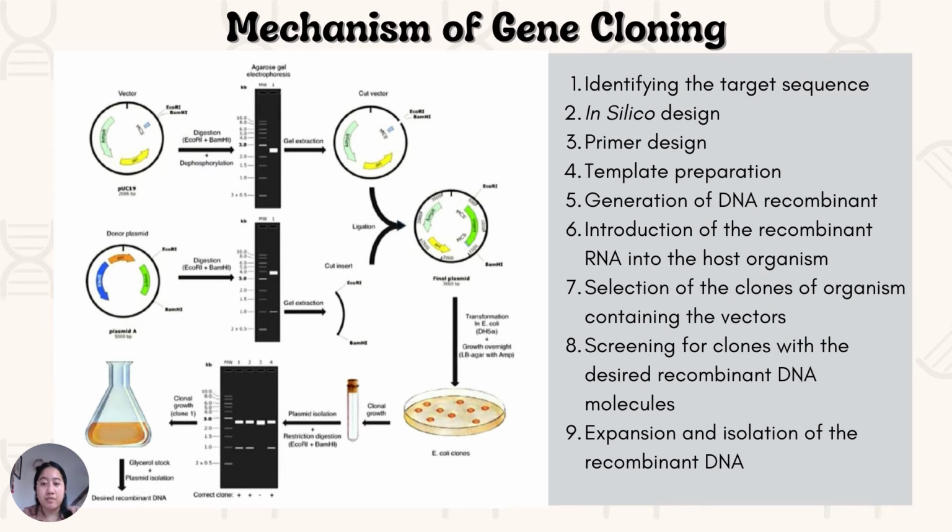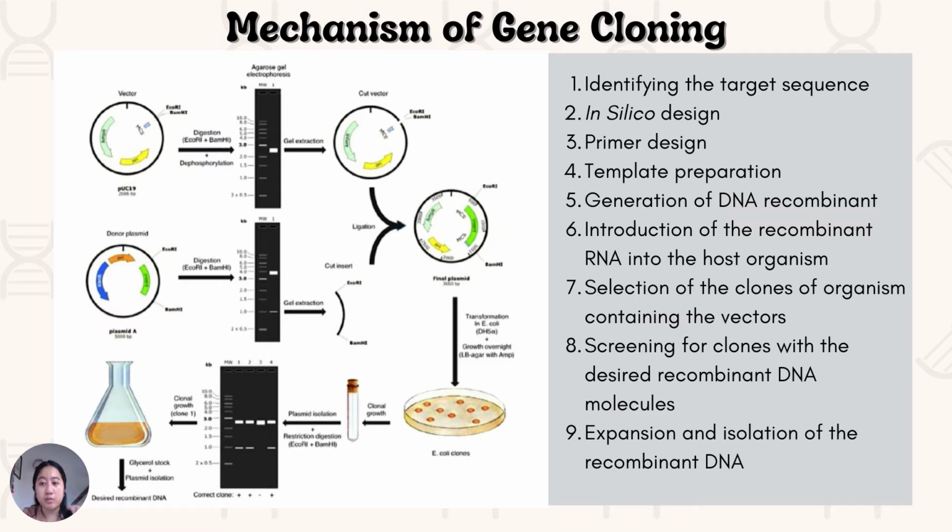In this slide, I have a schematic outline that describes the mechanism of gene cloning. On the left side, you will see a figure that explains the overview of the steps in a traditional cloning experiment. The mechanism of gene cloning consists of 9 steps. The first step is identifying the target sequence. This step is important because it creates the basis for all the subsequent experiments.